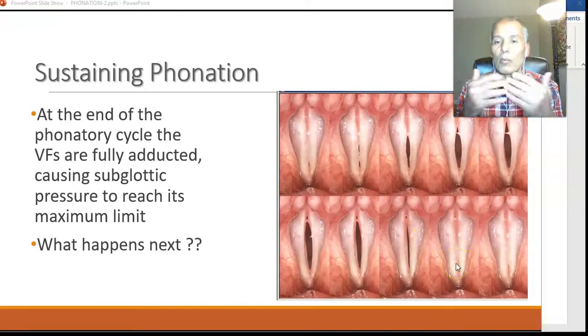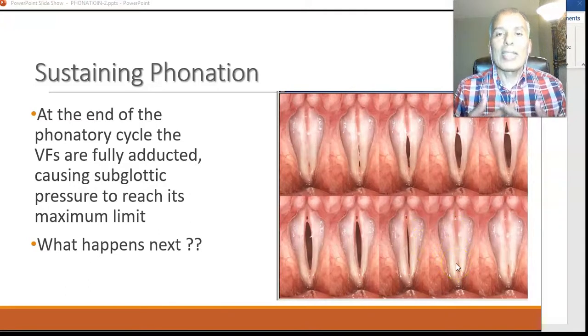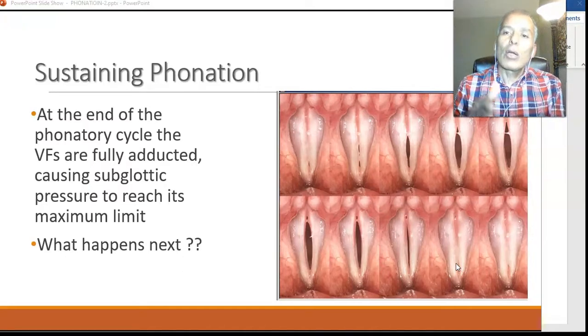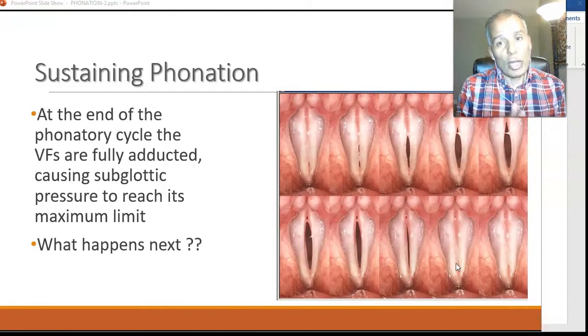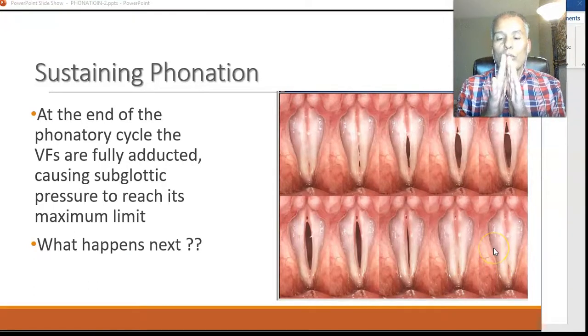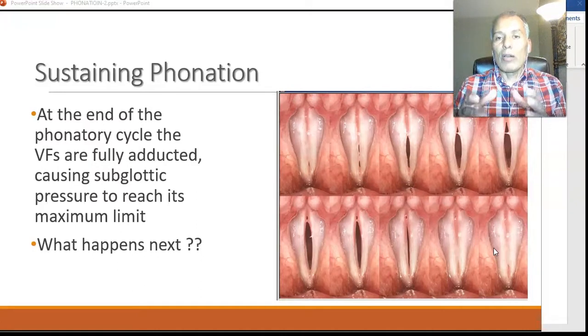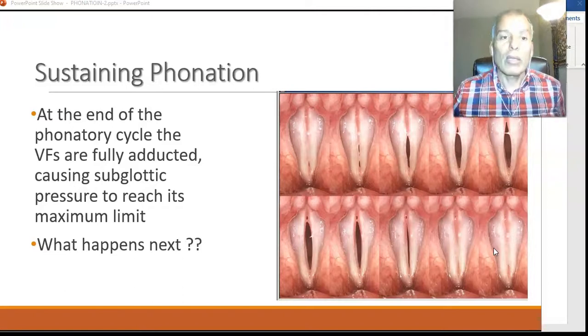And now the Bernoulli effect has helped the elastic force to overcome subglottic pressure, and then the vocal fold edges are compressed again, and then when the pressure is strong enough, it will repeat the cycle again.